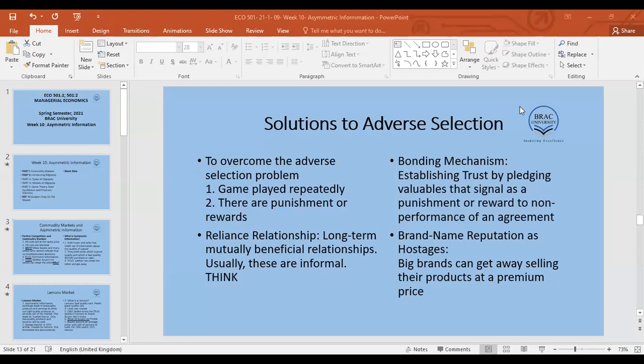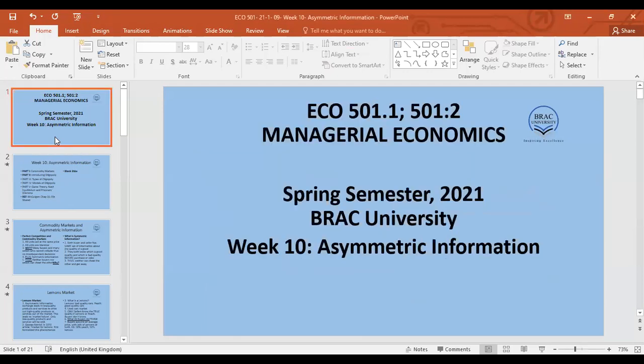So let us go to the screen share. Can you see the slide? Yes, sir. Okay, lovely. Oh, sorry. Here we are. Where is it? Okay, so today's topic: asymmetric information.